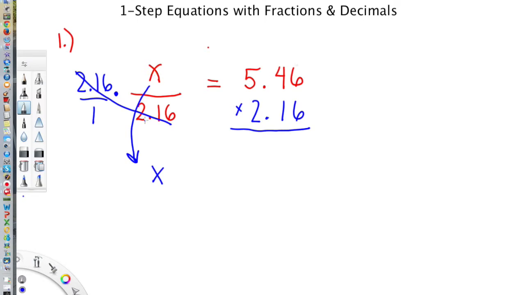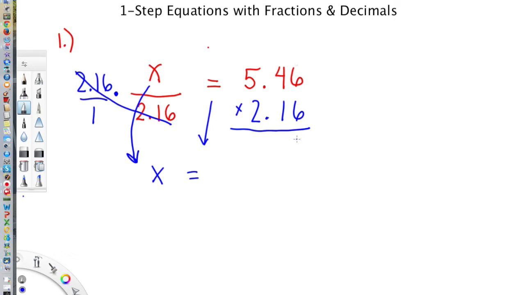Okay, because we know if we're dividing x by 2.16 and then I multiply it by 2.16, we're going to get 2.16 over 2.16 x's, which is really 1x. Okay. And we bring down our equal sign. What is x going to equal? And the anticipation is getting to all of us.